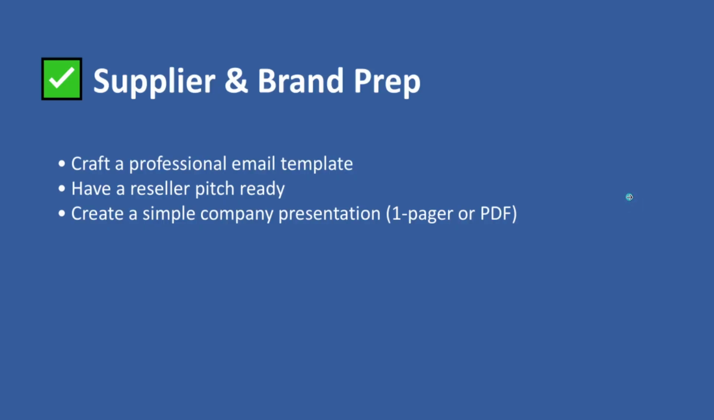Now, when you are doing your supplier and brand prep, crafting professional email templates is important. You see those signatures at the bottom with your last name and your company information; it makes it much more authentic when the receiving party is reading it. Having a pitch ready also helps a lot. This is something you're going to do on a repeat basis. You're going to reach out to suppliers and tell them the same story on and on. Hi, my name is so-and-so, I work for this company. I'm trying to open up a wholesale account to buy your products in bulk.